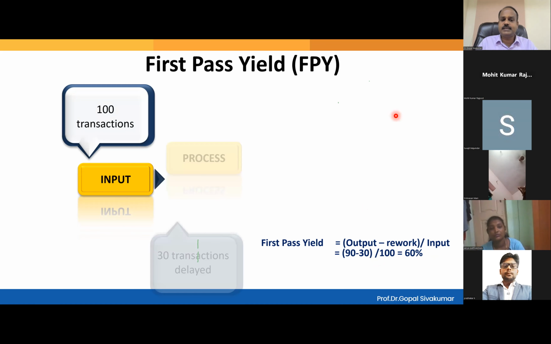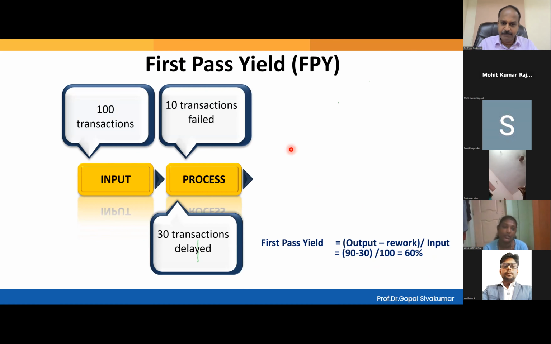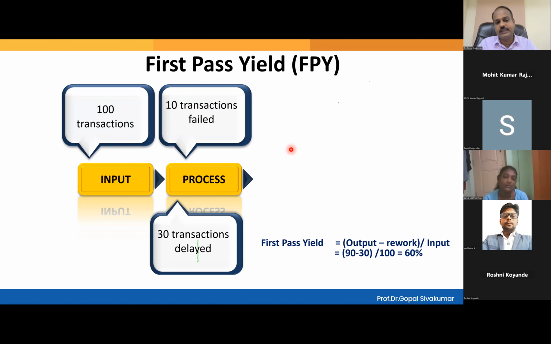So, 100 transactions, now 30 transactions delayed and 10 transactions failed. Now, if you believe in first pass yield, the delay you will also put under failure. Isn't it? Delay is also a failure. Why is there a delay? Because the output has not come. So you took extra minutes to do that. So anyway, the final output looks to be 90.